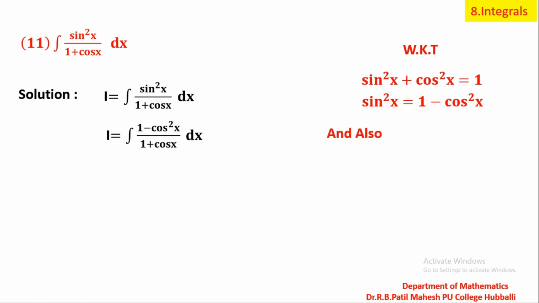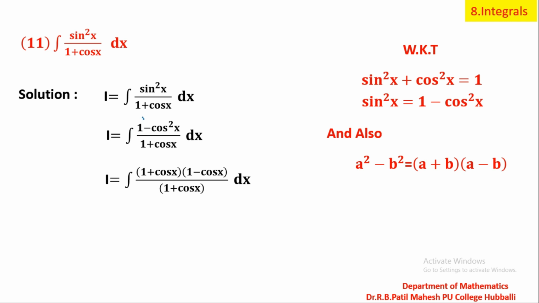And also you should remember the formula a square minus b square, that is a plus b into a minus b. For what reason should you remember this? Here 1 I can write as 1 square, so that it comes in the form a square minus b square. Therefore, apply a square minus b square equals a plus b into a minus b, the denominator as it is.